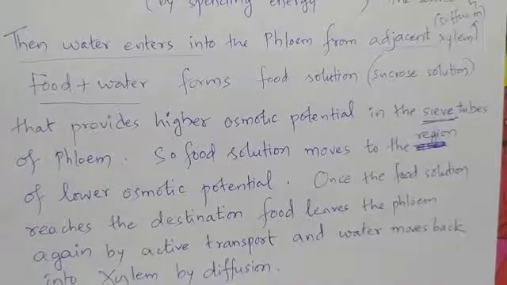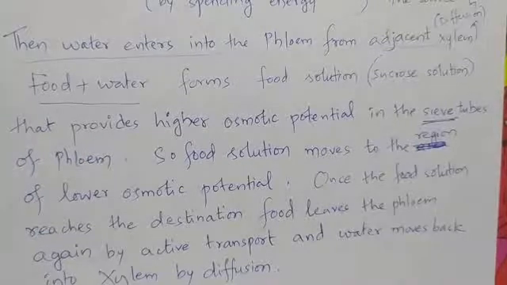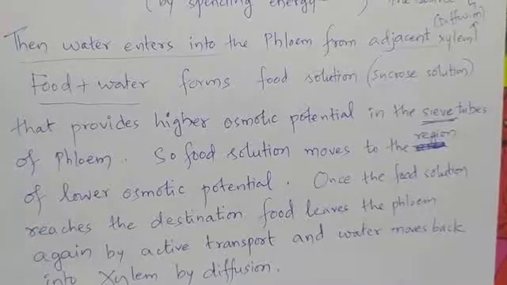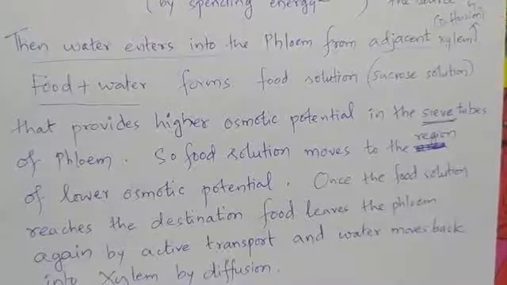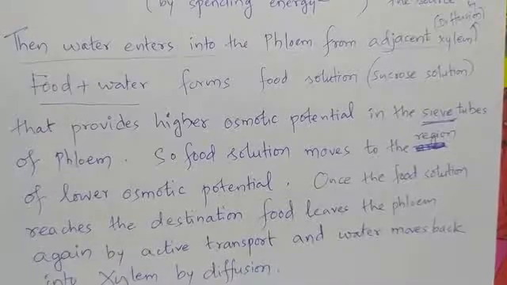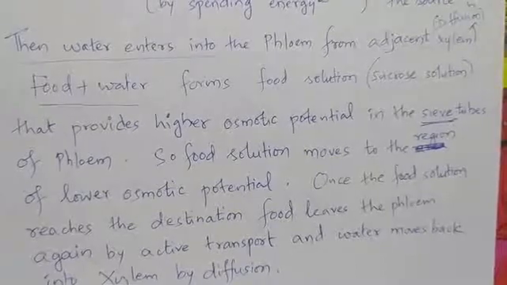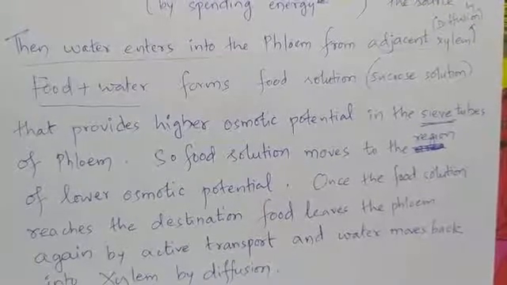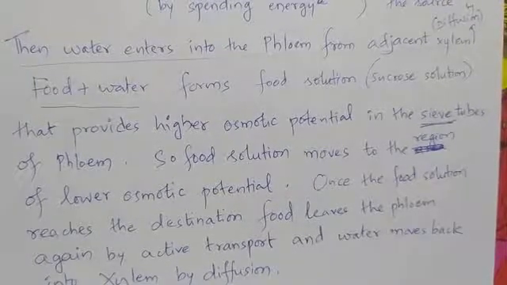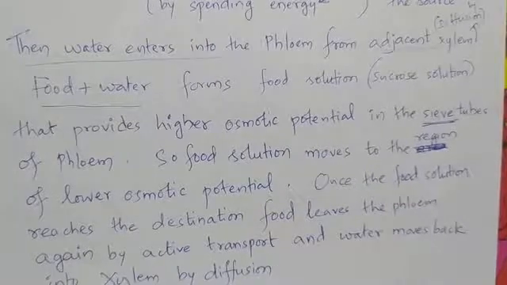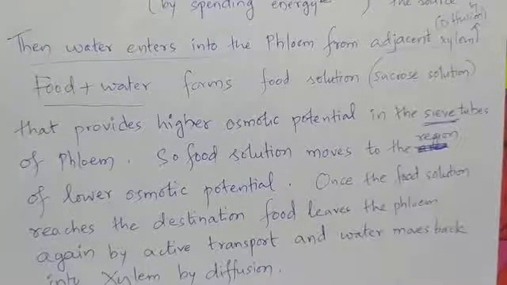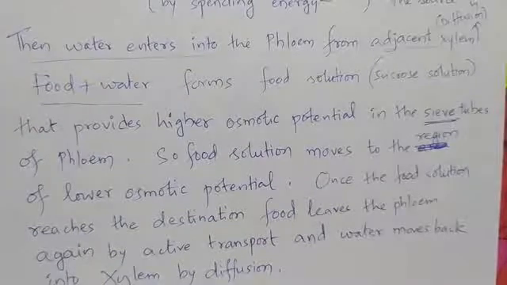By active transport. The leaving of food from the phloem also is carried out by active transport only. So entry of food and exit of food. Entry of food into the phloem and exit of food from the phloem both occur by active transport only. Remember this point, very important. Right? So again active transport is utilized.